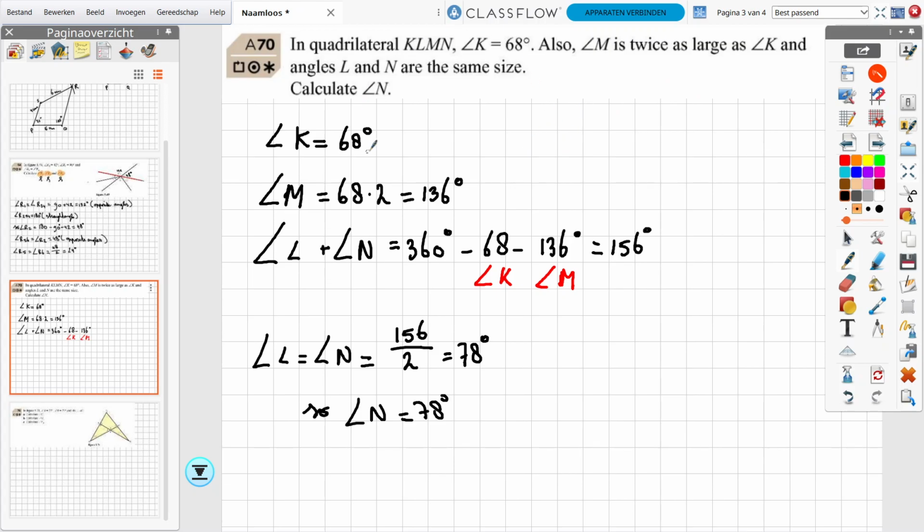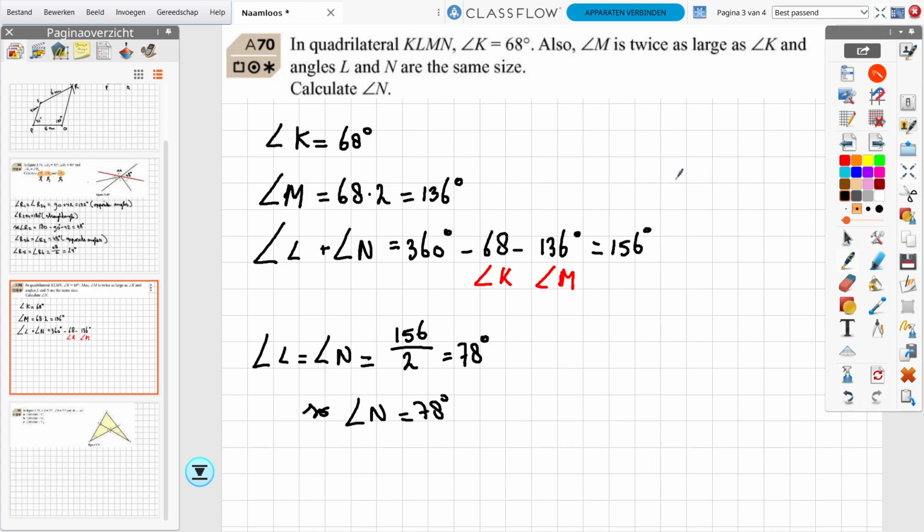I would advise you to write it out like this, where you just summarize what you know. We know angle K is 68, it's just given. Angle M is twice as large. Okay, so just write that down first. Then recap. Quadrilateral KLMN is 360 minus the two angles that I at least know. Minus this, that's 292, minus this, it's 156. And then what's that 156? Yeah, that are the two angles that I don't know yet.